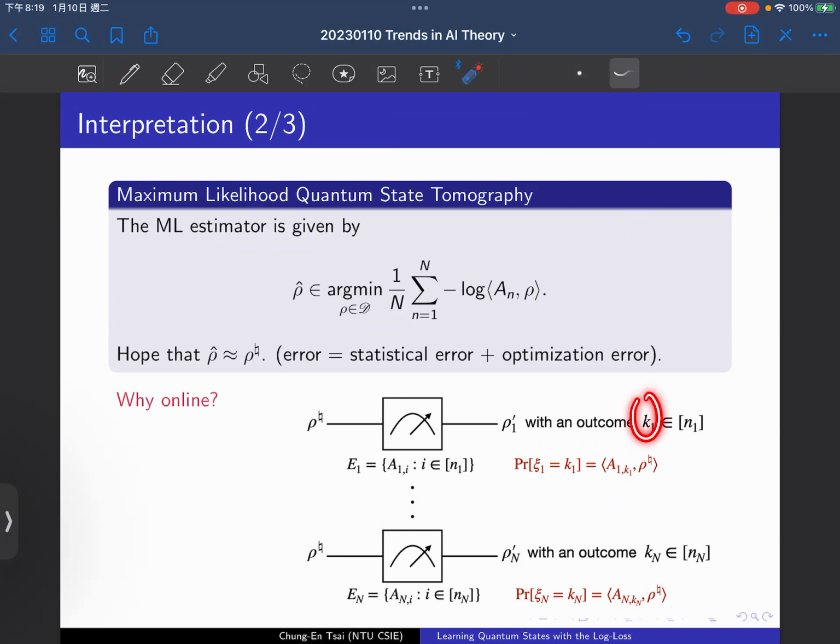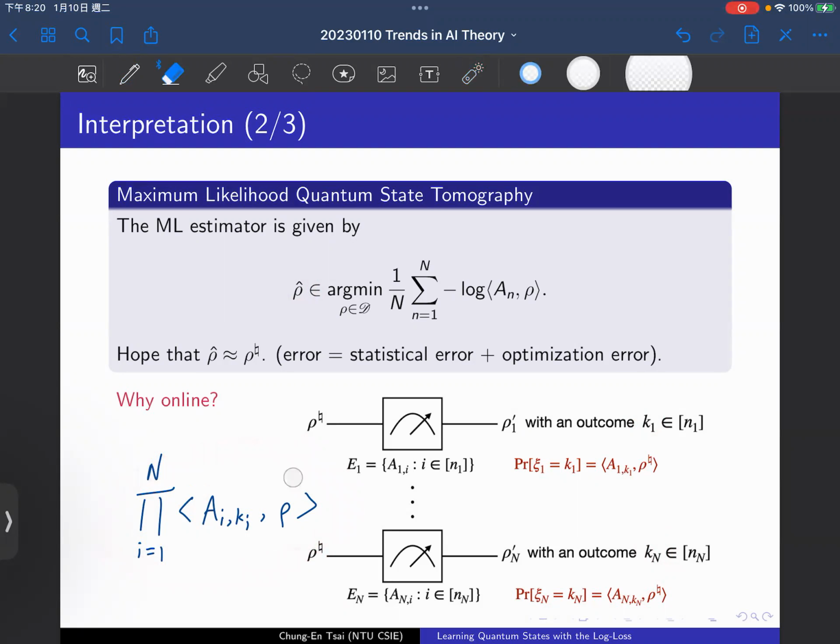After we observe K1 to Kn, we know that the probability that we observe it is the product of those probabilities because of independence. So this is the probability that we observe the outcomes K1 to Kn. Then we construct an estimator rho hat by maximizing this probability. So we remove this natural sign, and then we want to find the rho that maximizes this probability.